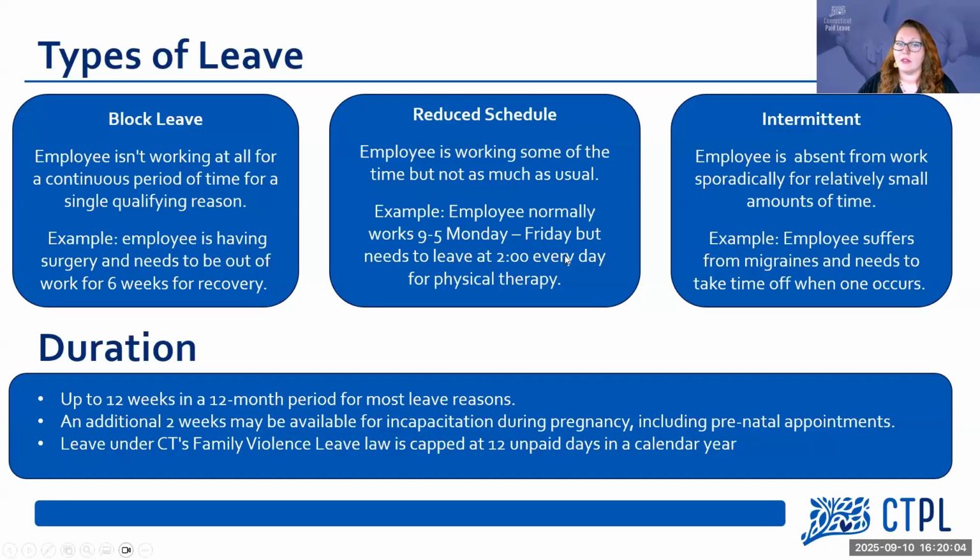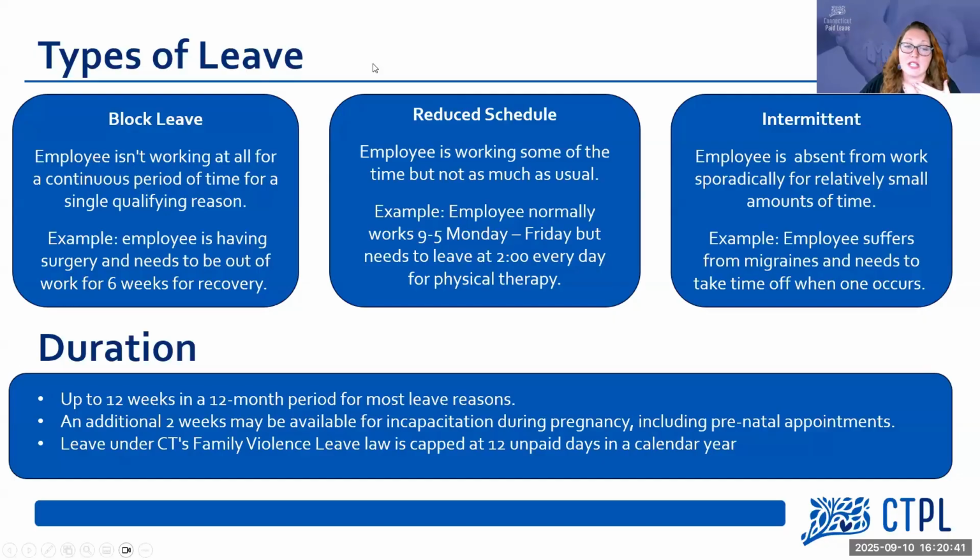It's usually set, you agree on it with your employer, and you just say, okay, this is the reduced schedule that I'm looking at. And then there's intermittent. Intermittent has a little more flexibility. It's really the employee is absent from work sporadically for relatively small amounts of time. An example of this would be, you suffer from migraines and you need to take time off when one occurs. So maybe once a month or a few times a year, or maybe it's more frequent, you wake up in the morning and you have that migraine and that's the time that you need. You never know when it's going to come. It just kind of hits.